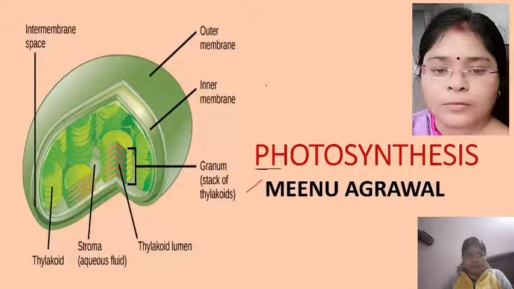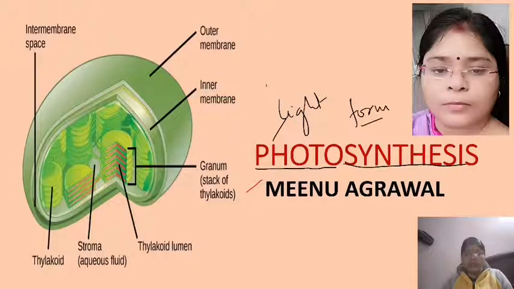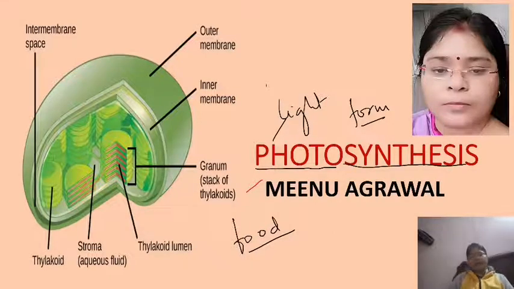So if you look at this word, photo means what? Light. Synthesis means what? To form. That is, light is able to make what? Food. So in the entire universe, or if I talk about the solar system mostly, and on earth if I confine myself, the source of light is what? Is your sun, isn't it?